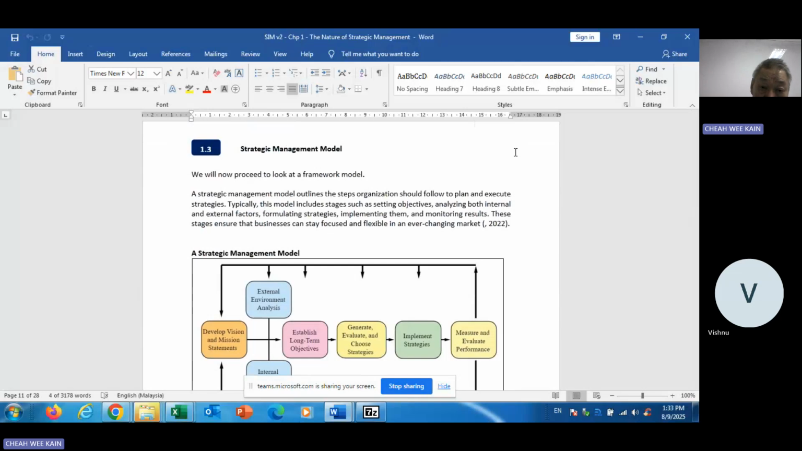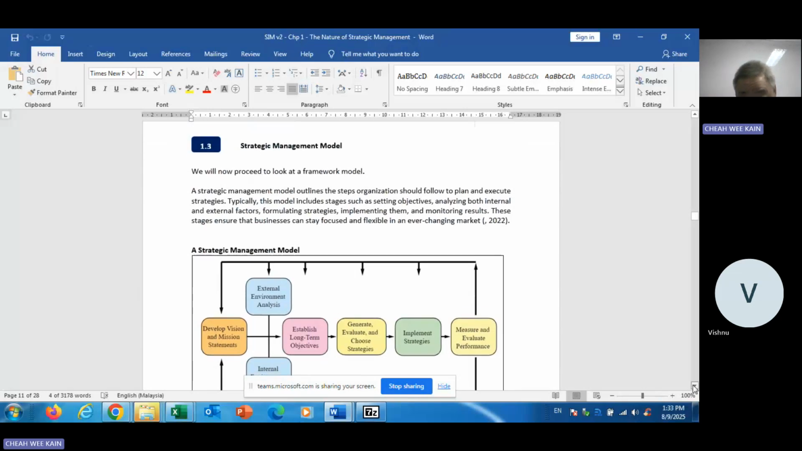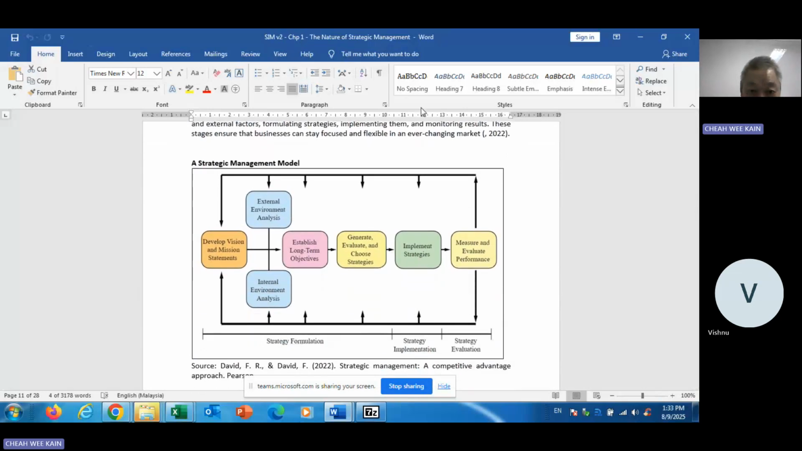Now the framework can be looked at under a model. Okay, so we look at a model. How does strategy management work? Now we have three phases here. One is strategy formulation, making the strategy. Second is strategy implementation in the market. Third one is you evaluate the strategy. Okay, now the first phase will start with looking at your mission and vision statement.